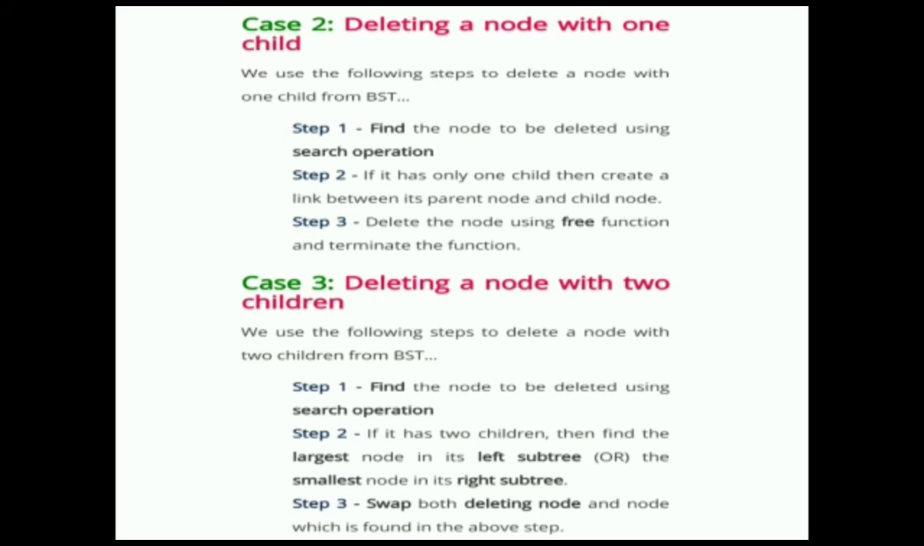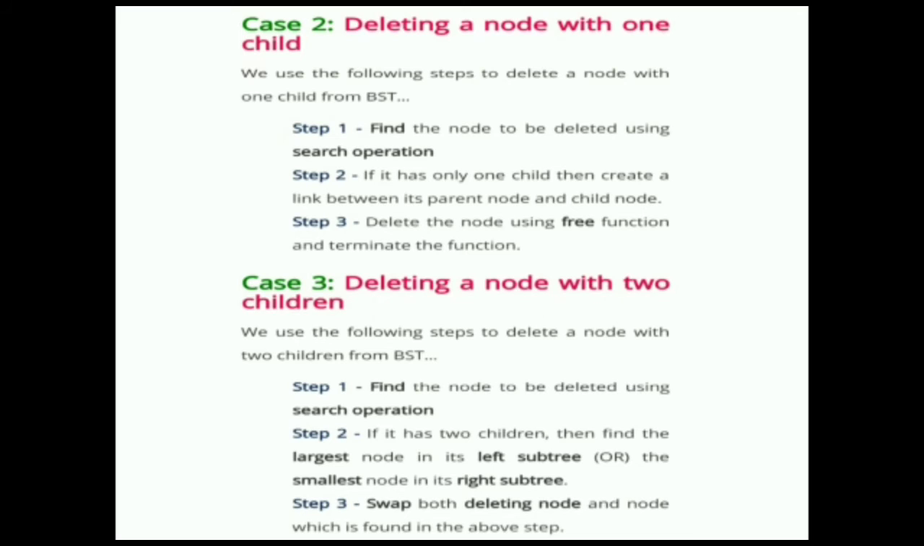In this case only one child is there, so we have to create a bridge between the parent and the child node. Then we easily find that node and we can terminate it using the free function. Then, coming to deleting a node with two children, in all three cases searching for an element is done first because it is an important thing.